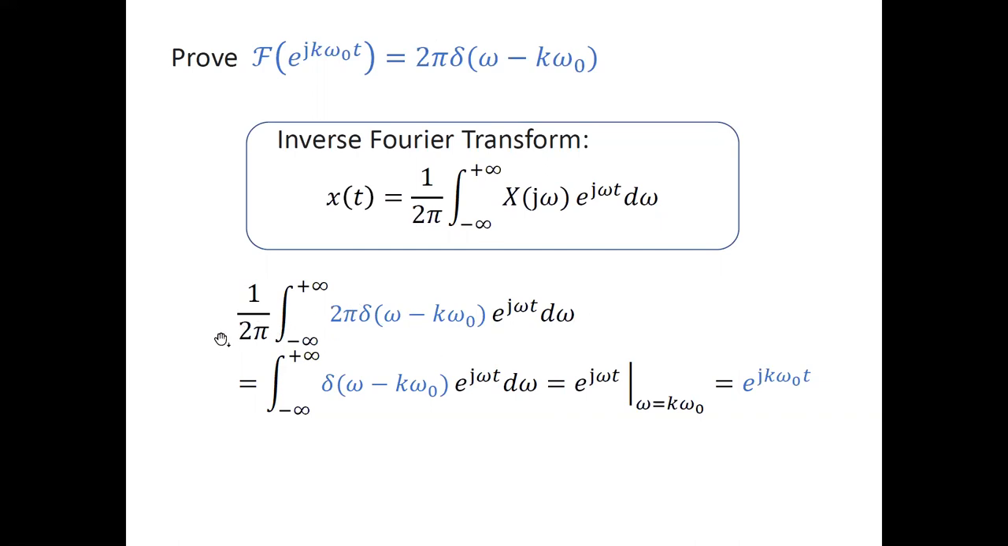So how do we calculate this integral? We've done this a lot of times. First, let's cancel those constant coefficients, 2 pi and 1 over 2 pi. And for an integral that takes this impulse delta, we know the result is just this function, e^{j omega t}, when omega takes the value where the impulse occurs. The impulse occurs at k omega_0, so we replace omega with k omega_0. The result is e^{jk omega_0 t}. So using this inverse Fourier transform, we prove that the Fourier transform of e^{jk omega_0 t} is 2 pi times the impulse that occurs at k omega_0.